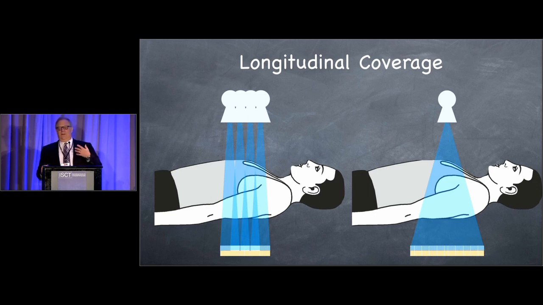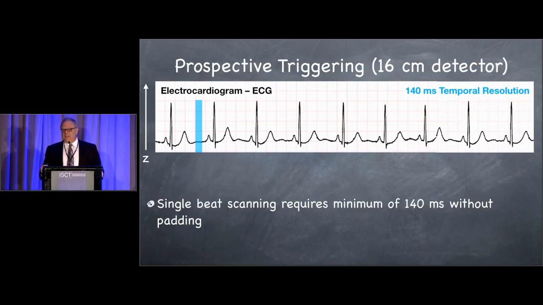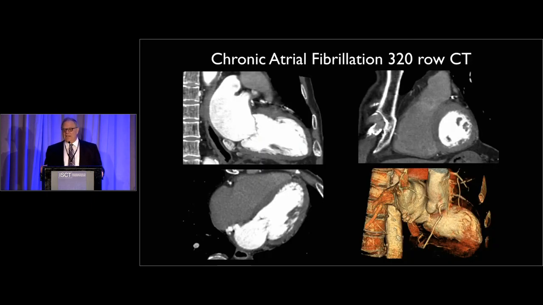Now, the alternative to get high degree of longitudinal coverage is to have a wide area detector, as is modeled on the right. And the idea is with a wide area detector, you can acquire your scan in a single beat. And that has a huge benefit because the scan duration then in this 140 millisecond temporal resolution example is 140 milliseconds. And that can be very effective.